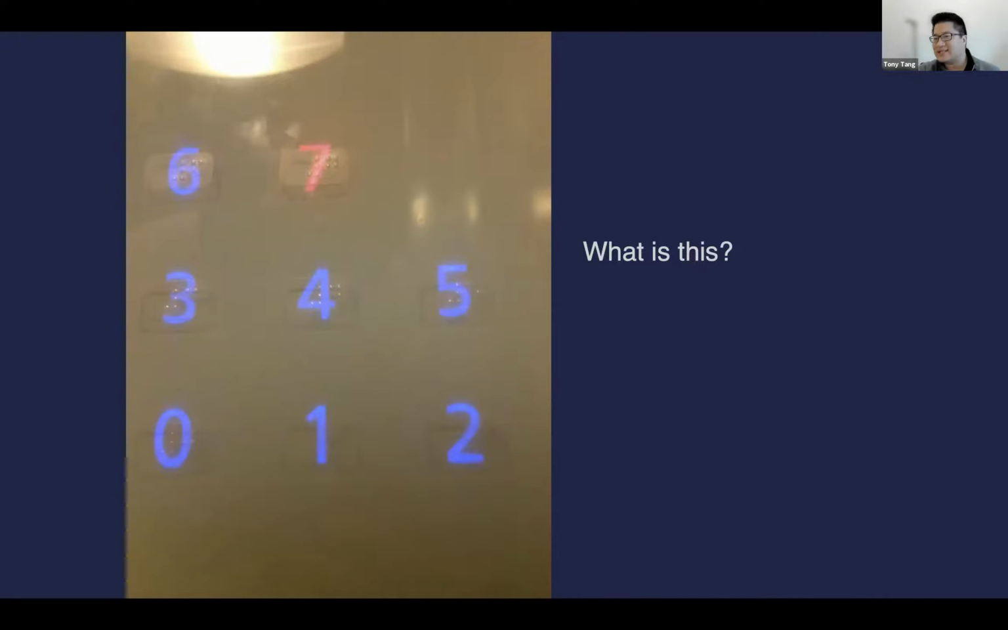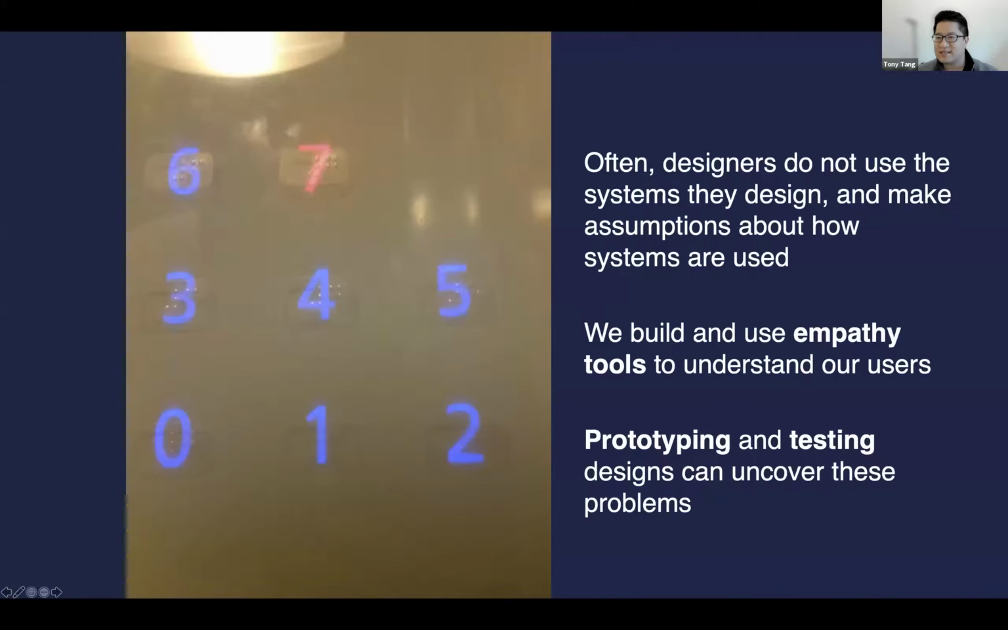So this is an instance where I would say the heart is in the right place, but the execution is a little bit lacking. To me, this is what I would call an obvious problem in hindsight. But the real problem is that often the designers that are actually making the systems aren't the ones that are using them. And so often they make assumptions about how the systems are going to be used. So one of the things that we do in user experience design research and user experience design is we build empathy tools to try to understand who our users are.